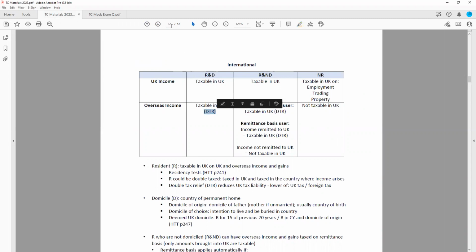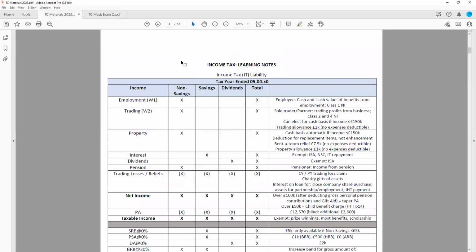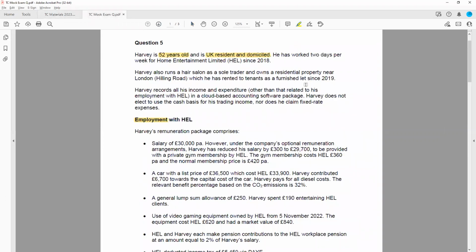But of course, there might be the possibility to claim double tax relief if it was also taxed overseas. But of course, we might not even have any overseas income. So we'll just have to wait and see what we're told in the question. But quite nice, they've told us this here, and we didn't have to decide for ourselves, are they resident, by going through the tests, or deciding whether they are domiciled or not.